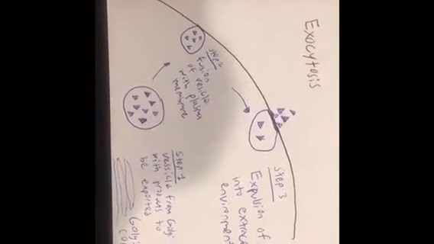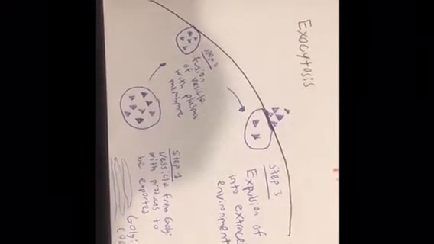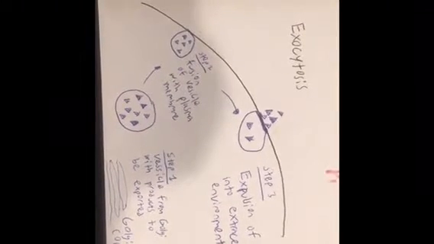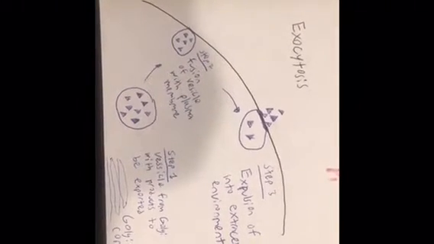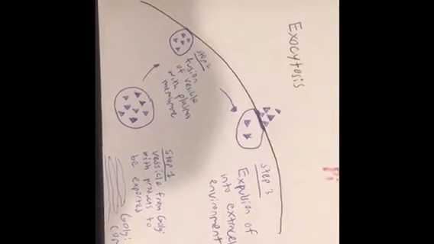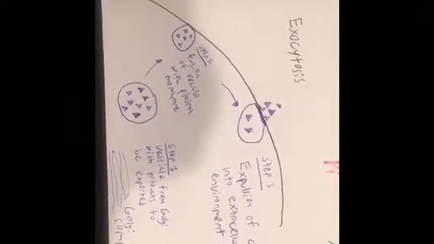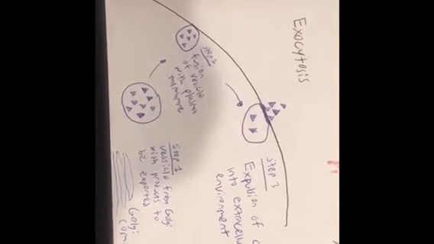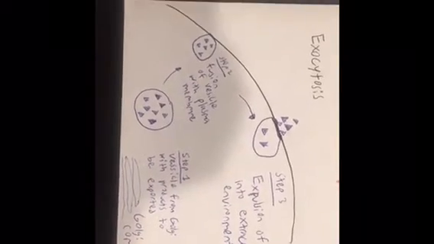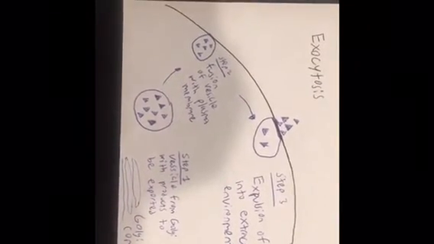Here we have exocytosis, which is basically the reverse of endocytosis. Step 1 will be the vesicle having products to be exported out of the cell. Step 2 will be the fusion of vesicle with plasma membrane. And then step 3 will be the expulsion of contents into the extracellular environment. And this can be done in bulk, and it releases the waste inside from the cell.